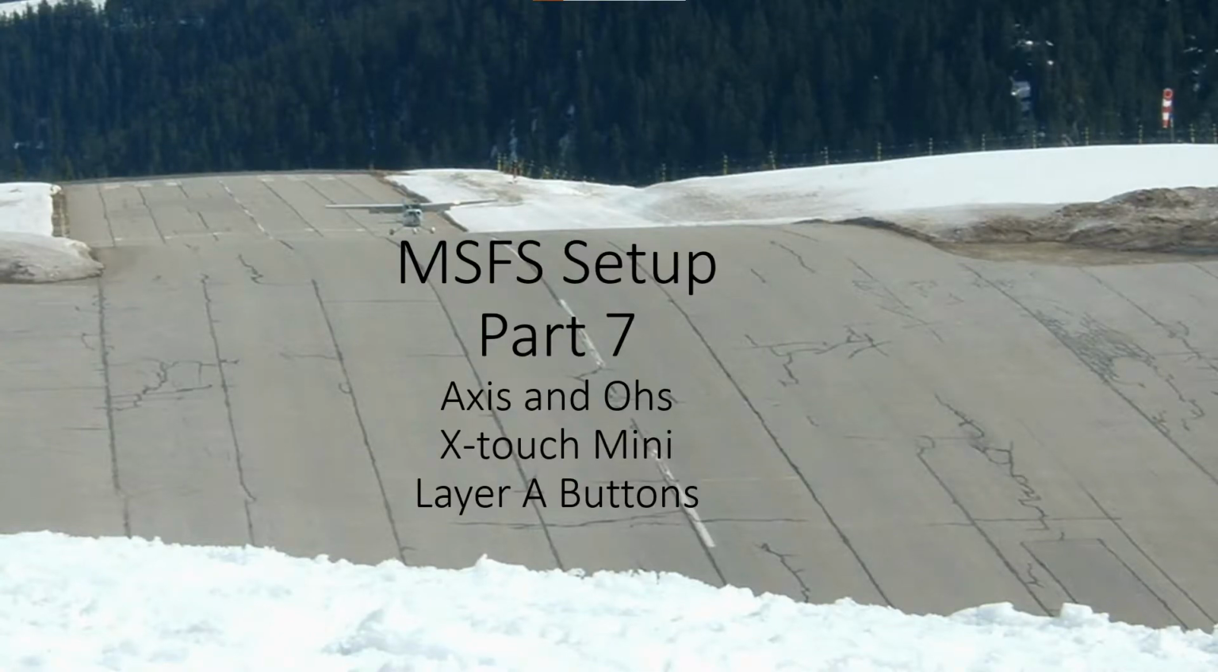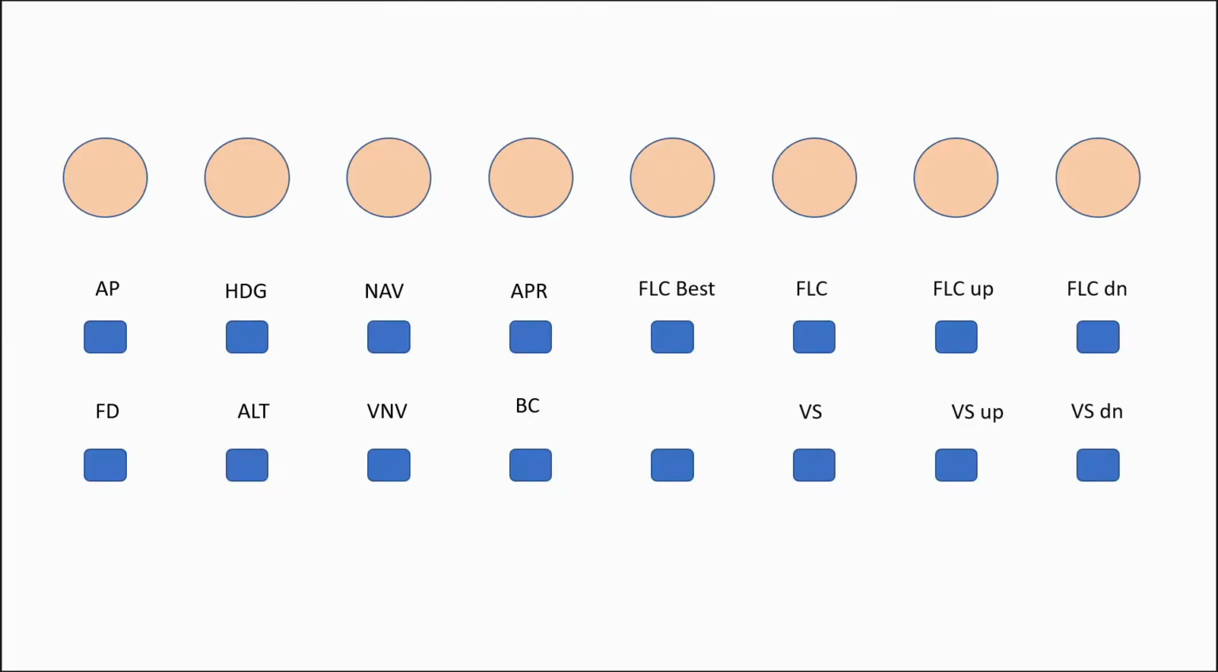Hello and welcome to the 7th video in my series to explain how I use external controllers to connect to Microsoft Flight Simulator. Again, using Axis and Ohs, the X-Touch Mini, and this time we're just going to concentrate on the layer A buttons. What we're trying to achieve is to emulate the autopilot panel. So the layout we've got is really the autopilot turned through 90 degrees.